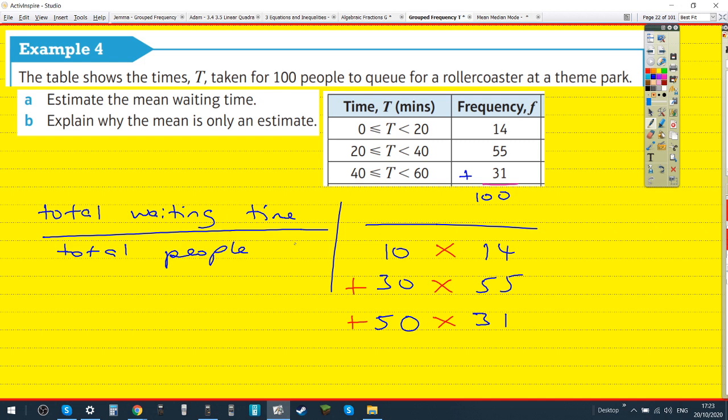I got 3,340. So 3,340, and that's the total waiting time. What do we do with that? The total divided by total people. Yep, correct. What is total people? 100. Yep.